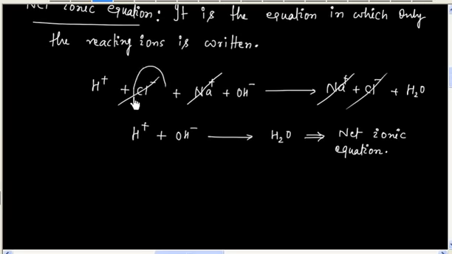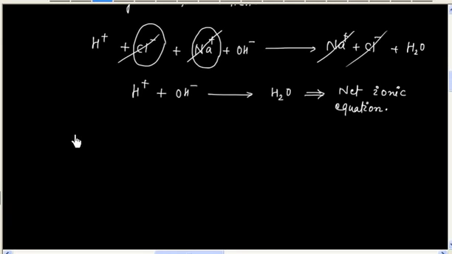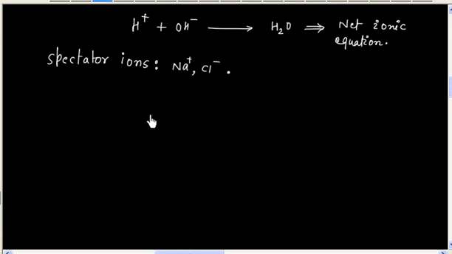Basically in this reaction, Cl minus ion and Na plus ion is not participating. These kind of ions are called as spectator ions. So in this reaction, we have Na plus and Cl minus as spectator ions. So for the above reaction, that is a strong acid, a strong base, this is the net ionic equation.